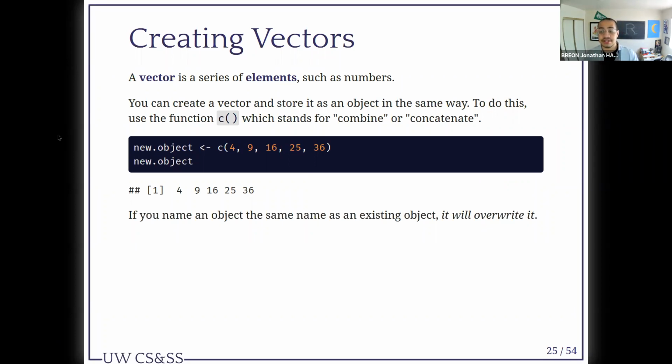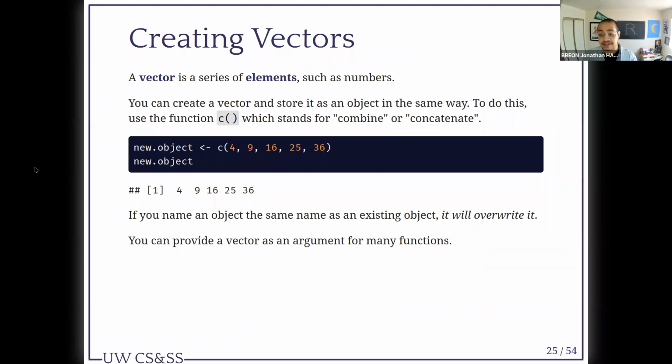If you name an object the same name as an existing object, it will overwrite it. This is very important. If you name an object the same name as an existing object, it will overwrite it. So recall 3 slides ago, new.object was the value 144. That is gone. New.object now represents this vector of 5 numbers. Bear that in mind as you assign things to objects, that you're not going to be able to get 144 back if, for instance, you did it in the console or something.